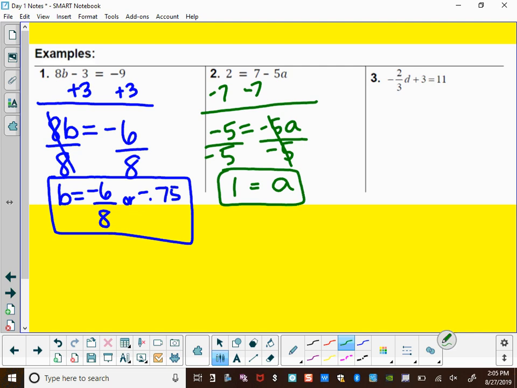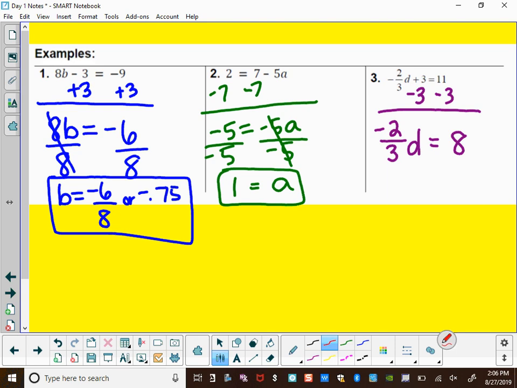Alright, number 3, a little different. Negative 2/3 d plus 3 equals 11. So I'm going to subtract 3 first from both sides. And I'm left with negative 2/3 times d equals 8. Right? How do I get rid of that negative 2/3? There's 2 ways to do this. You can multiply by 3, and then you divide it by negative 2. You can do that, but let's do it in all one step, okay?